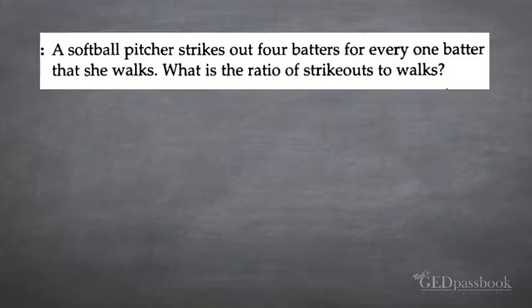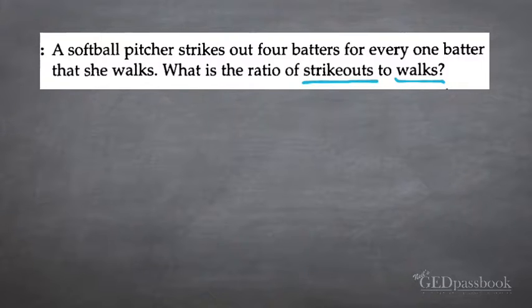Here's our very first word problem in regards to writing out a ratio. A softball pitcher strikes out 4 batters for every 1 batter that she walks. What is the ratio of strikeouts to walks? So, we want to write out a ratio. What type of ratio? It all depends on the question. What is the ratio of strikeouts to walks? That's key here. Strikeouts to walks. All right? We want to write our ratio of strikeouts to walks.